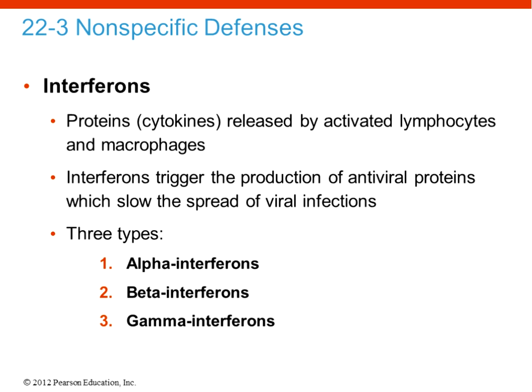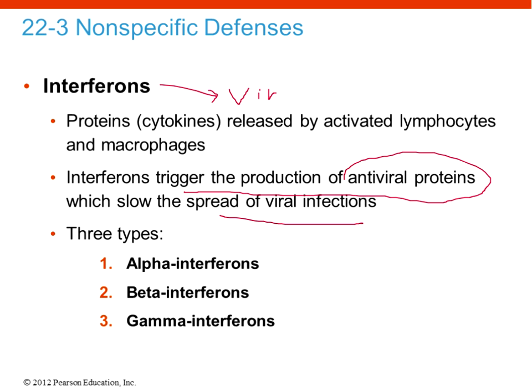Okay? All right, another way our body, again, is non-specifically defending itself is through what are called interferons. Interferons are proteins released by lymphocytes that basically trigger the production of antiviral proteins which slow the spread of viruses. So interferons can be very helpful in terms of the viruses.